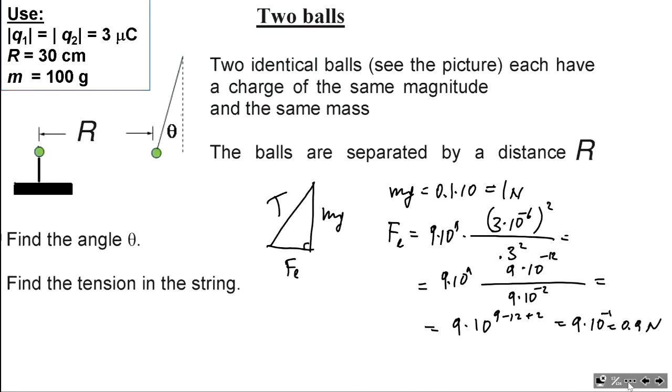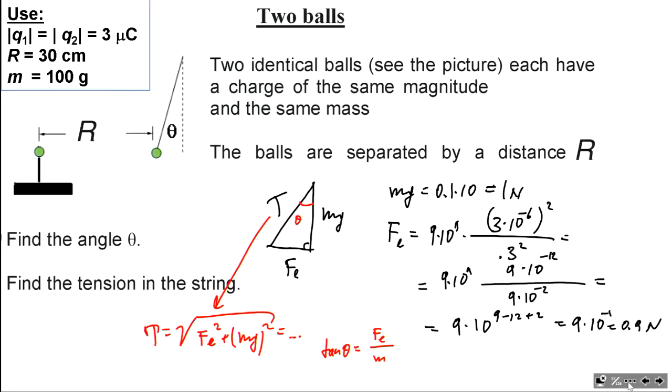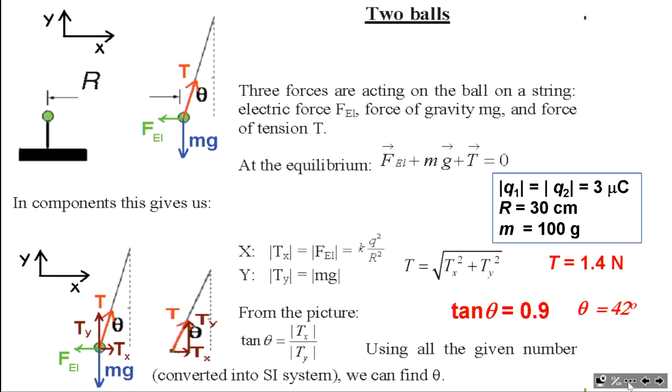What now? Well, now, Pythagorean theorem tells us how to calculate tension. It has to be equal to square root of electric force squared plus mg squared. And we can calculate this angle by, for example, applying a tangent equation, because tangent of this angle is supposed to be equal to the ratio of electric force over the force of gravity. Now I believe I have the answers. Yes, I do.